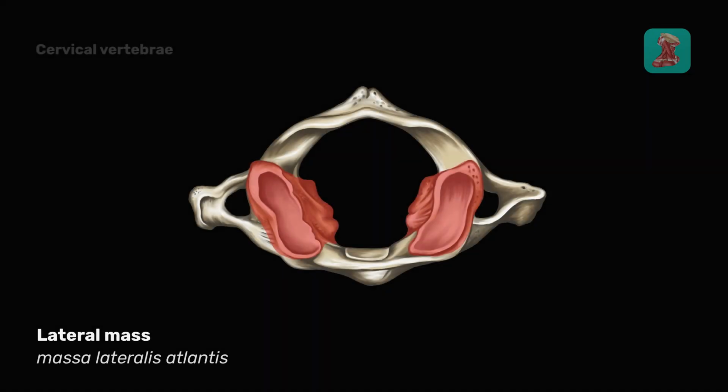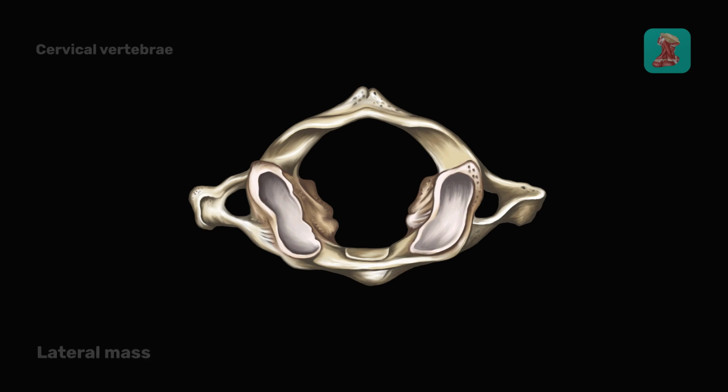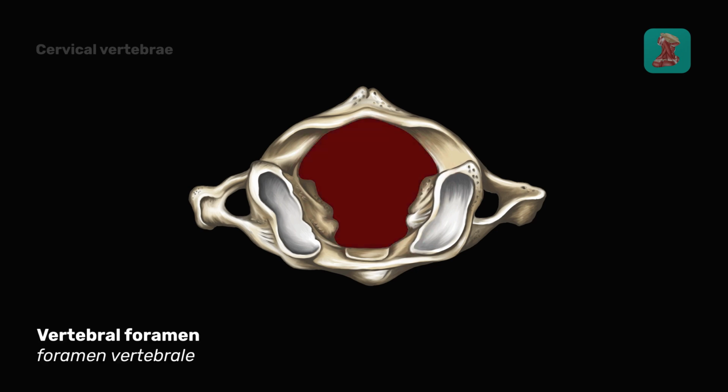The 2 lateral masses are connected by the anterior arch and the posterior arch. Each arch has the anterior tubercle and the posterior tubercle. The large opening in the middle of the vertebra is the vertebral foramen.